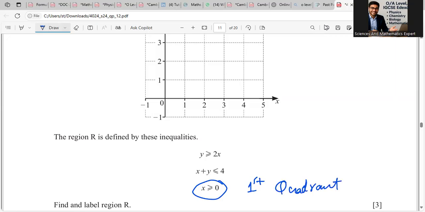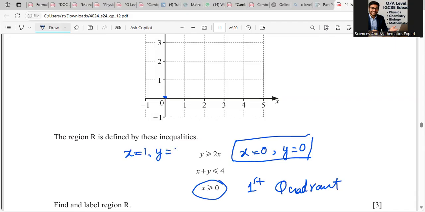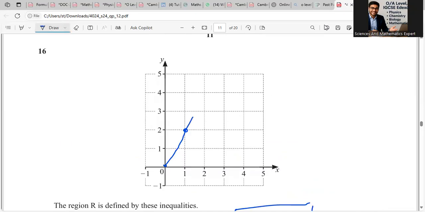For this equation, y = 2x, if I put x equal to 0, then y is also equal to 0. And if I put y equal to 0, then x is again 0. So one point is (0, 0). But I need the second point also. If I put x equal to 1, then y equal to 2. Then I can draw the line in this format, like this is my line going like this.